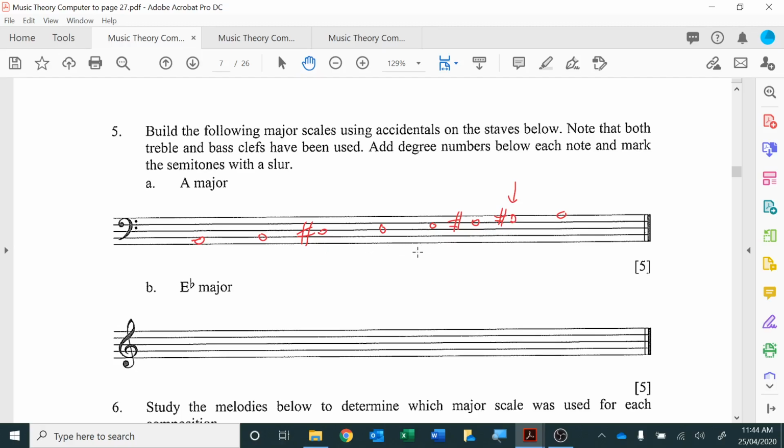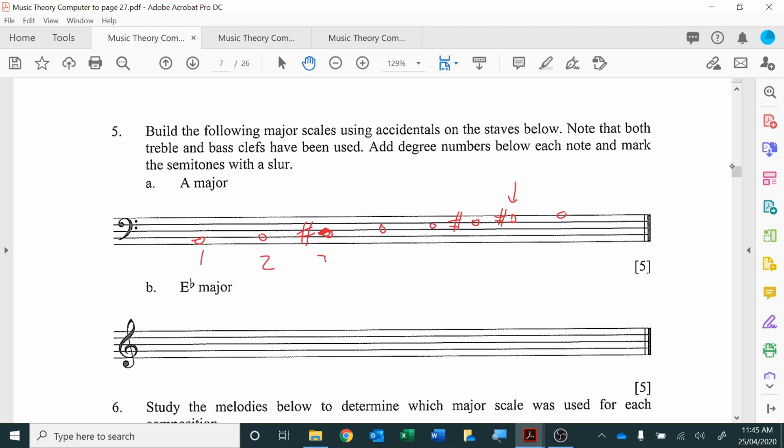I'm just going to be careful about this one because it looks a little bit like, now it's just a mess. But anyway, there we go. No better. If I had an eraser, I'd do it, but I think I'd have to redo the whole thing. Anyway, there we go. Add scale degree numbers and mark semitones with a slur.